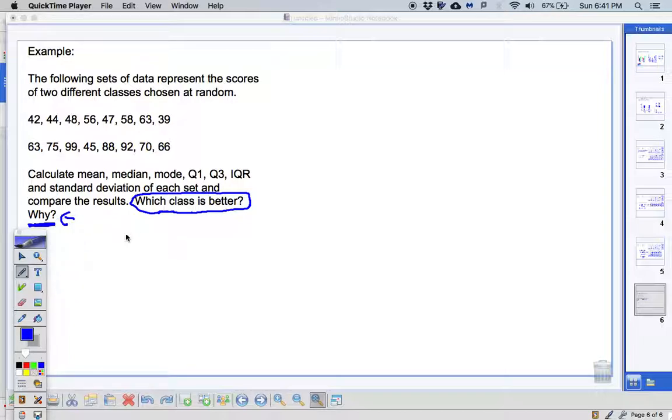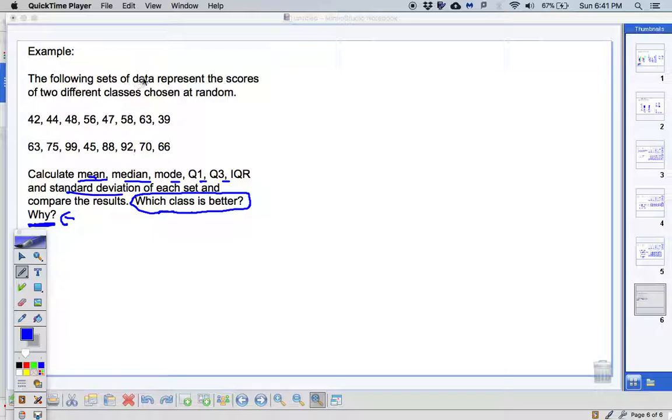Okay, and to answer this why, you're going to use all of this stuff, the mean, median, mode, Q1, Q3, IQR, standard deviation, the tables, the graphs, anything that you have known in order to answer this question, as well as biased versus unbiased. So let me take a stab at it without going through all the calculations.